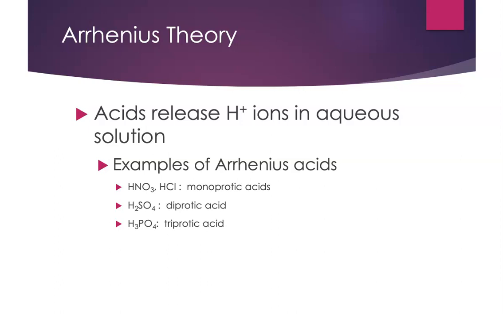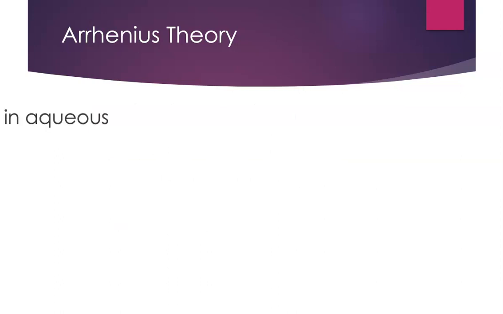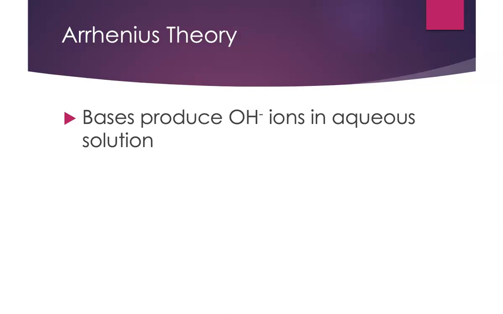Arrhenius also had a theory for bases. He said bases are substances that release or generate hydroxide ions when they're dissolved in water. So again, we're in aqueous solution, and you have to have hydroxide ions to be a base in this theory. Our examples of Arrhenius bases include sodium hydroxide, potassium hydroxide, and magnesium hydroxide. Notice they all have hydroxide as the anion in the formula.